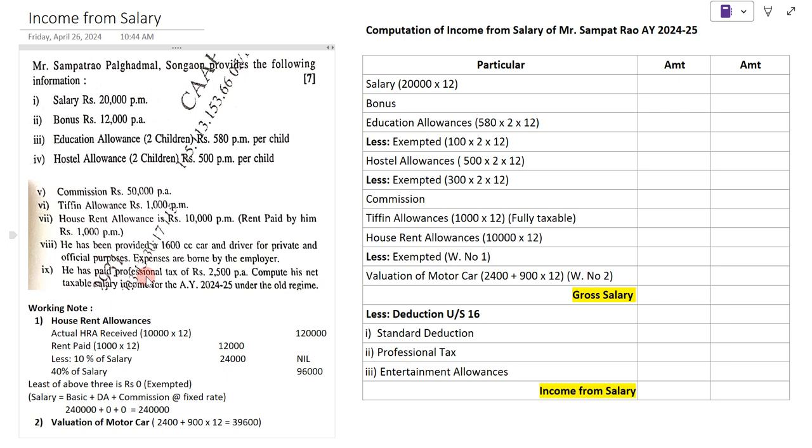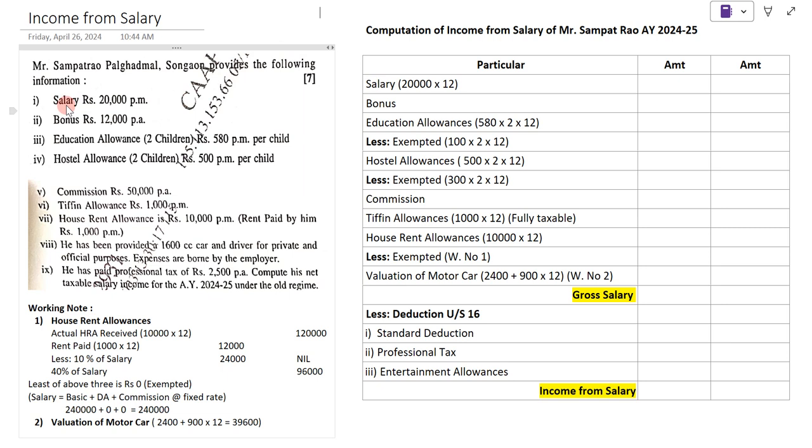Now we have to compute Mr. Sampath Rao's net taxable salary income for the assessment year 2024-25 under the old regime. Okay, now this is the example. As per the information, we are going to compute the net taxable salary. Now write here: computation of income from salary of Mr. Sampath Rao, assessment year 2024-25.